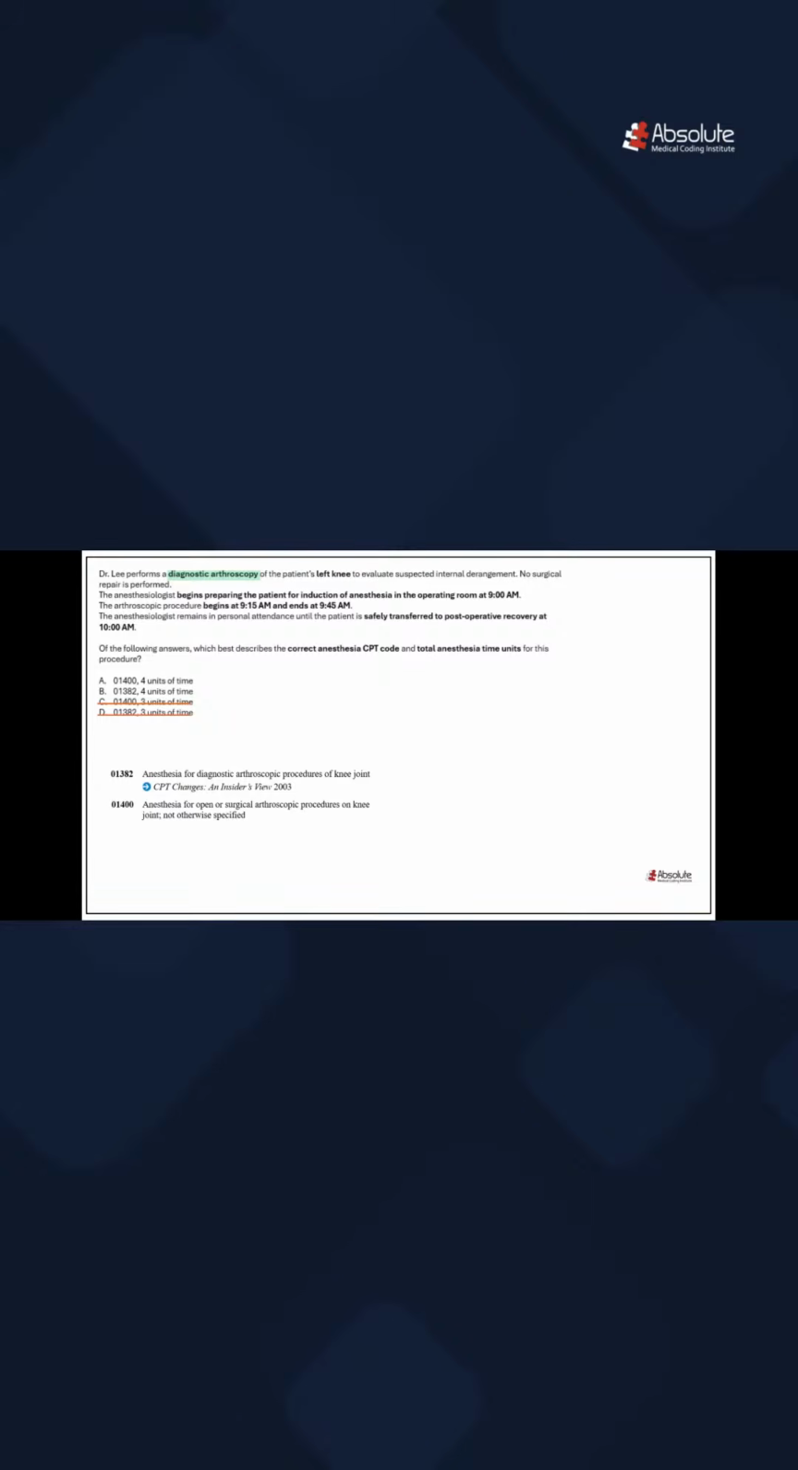Yes. Okay, we can see someone has changed the answers. Okay, that's an aha moment. So yes, this is a diagnostic procedure, right? So this is not a surgical procedure. It's mentioned clearly. Dr. Lee performs a diagnostic arthroscopy of the left knee, and no surgical repair was performed. So this is a diagnostic procedure which helps us eliminate option A.